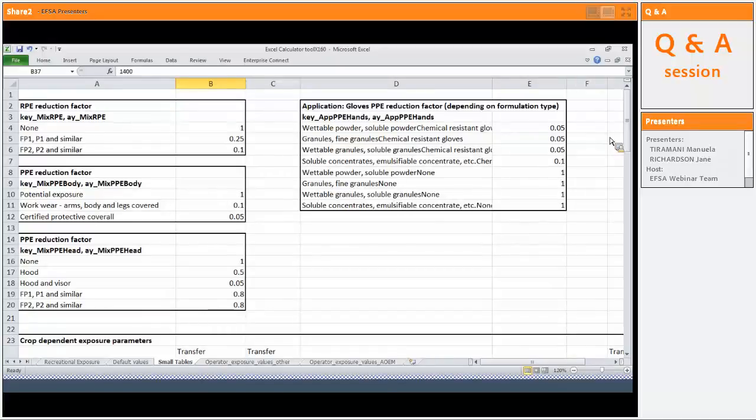Obviously, if the workers reuse, for instance, gloves that have already been used and are therefore likely to be dirty, the gloves themselves become a sort of reservoir of the active, and they will lead to exposure in addition to the new exposure or the new use.